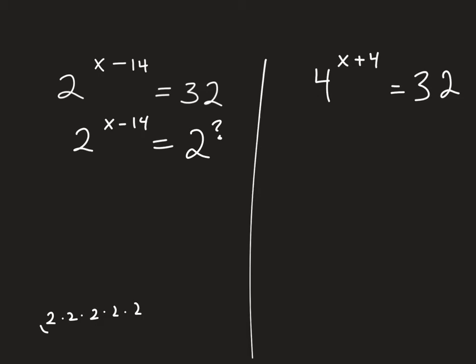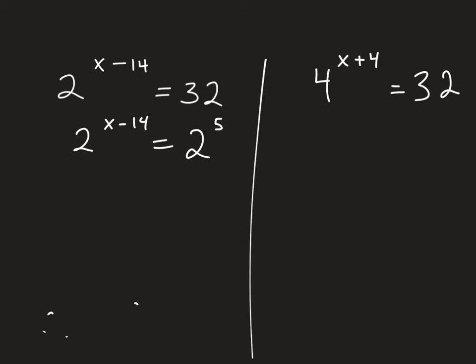Okay, 2 times 2 is 4. 4 times that 2 is 8. Times that 2 is 16. And then 16 times one more 2 would be 32. So then therefore I have 2 raised to the 5th, because it took 5 of them to get me to that 32. All right, so now I do have similar bases.